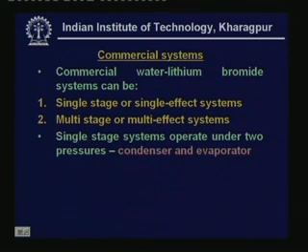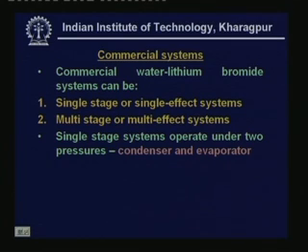In a single stage system, there are only two pressures. One is a high pressure corresponding to condenser and generator, and the other one is a low pressure corresponding to evaporator and absorber. So this is somewhat similar to your single stage vapor compression refrigerant systems, where you have one low side pressure and one high side pressure.